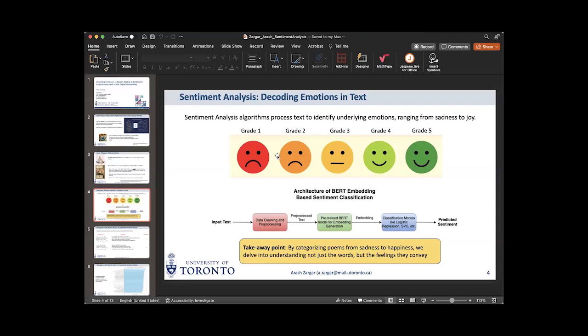1 would be sad, 5 would be happy. So if the user's comment is, for example, "I love that product," then the sentiment analysis algorithm returns a grade of 5. If it's, for example, "I hated that," it will return grade 1. So for these two sentences, it is pretty easy to understand what is the sentiment behind that.